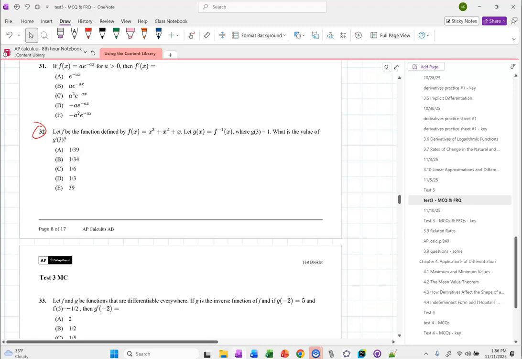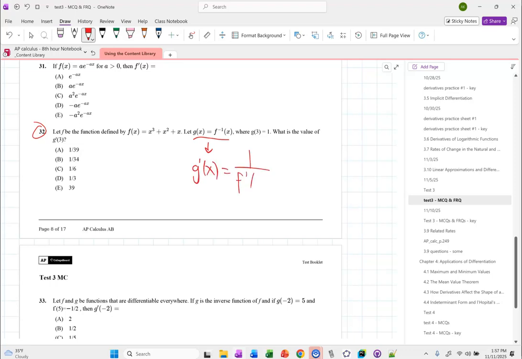Let f be the function defined by f of x equals yada yada yada. Let g of x equal f inverse of x, where g of 3 is equal to 1. What is the value of g prime of 3? Meredith. What should I start by doing here? Or what's the key to knowing what to do first? Their inverse. Yeah. So as soon as I see that they're inverses, I know I can use that formula. Everybody agree? Okay.